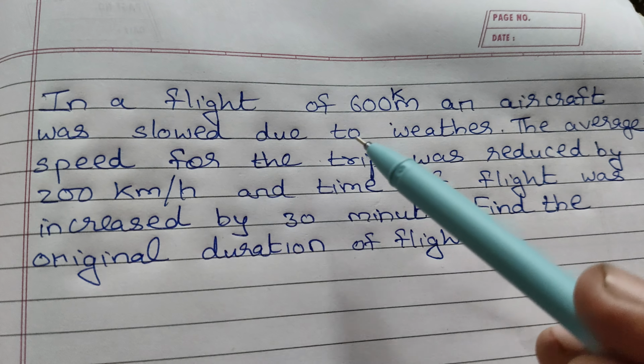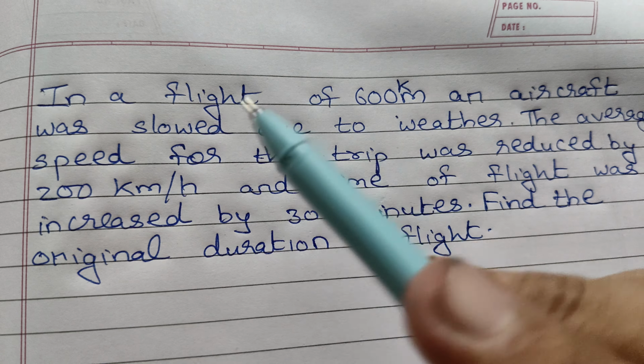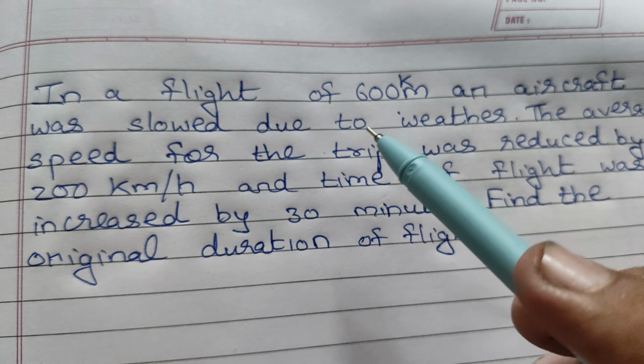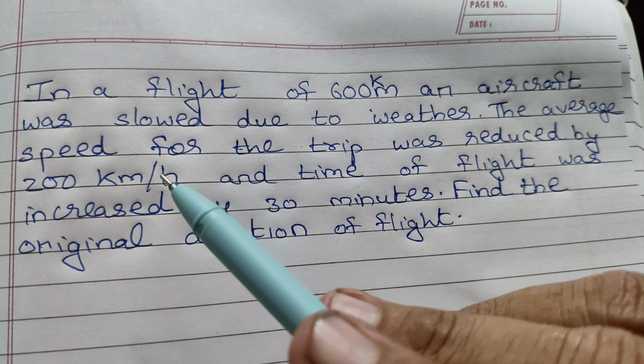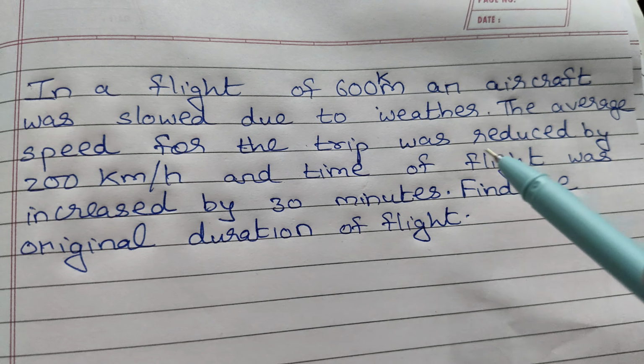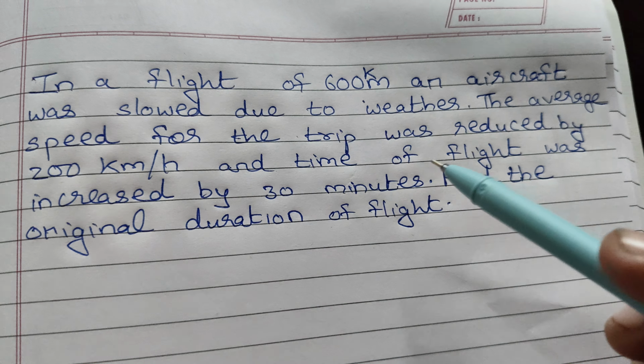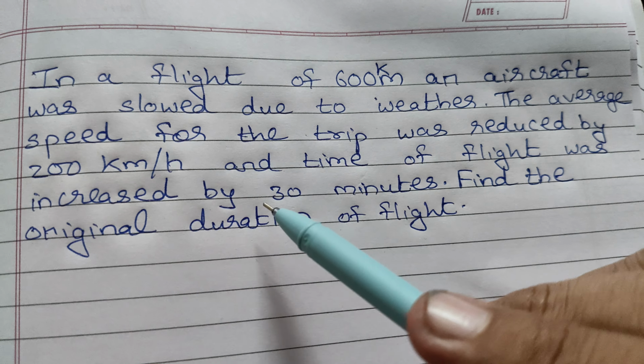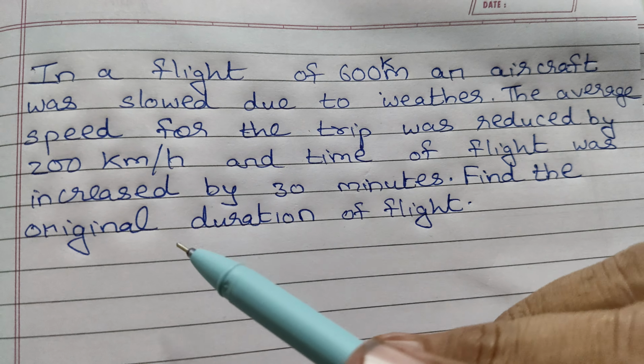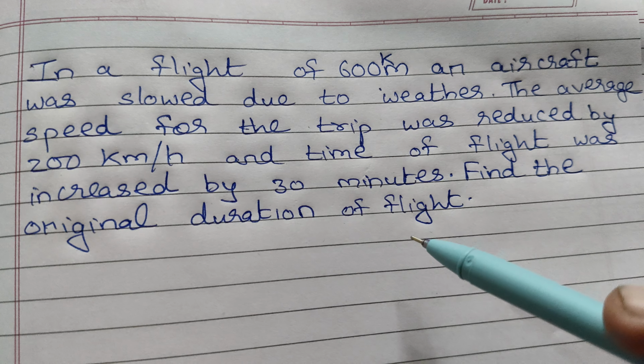In a flight of 600 km, an aircraft was slowed due to weather. The average speed for the trip was reduced by 200 kilometers per hour and the time of flight was increased by 30 minutes. Find the original duration of the flight.